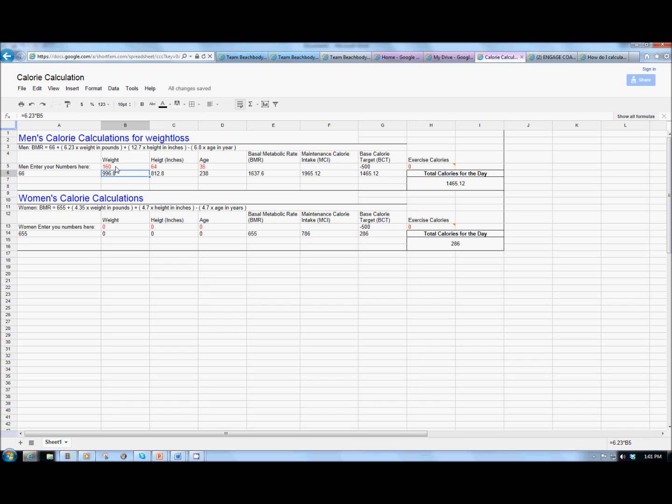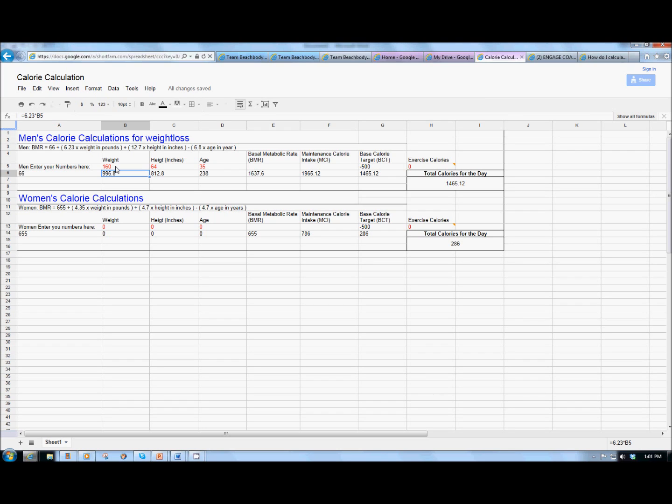So, in part 1, I explained about BMR, MCI, and BCT. Now you can see by using the formula and my numbers from day 1 of P90X, we get a BMR of just over 1,637 calories. Now remember, from part 1, BMR is if I laid in bed and just breathed and let my heart beat. But of course we don't just lay in bed 24/7.